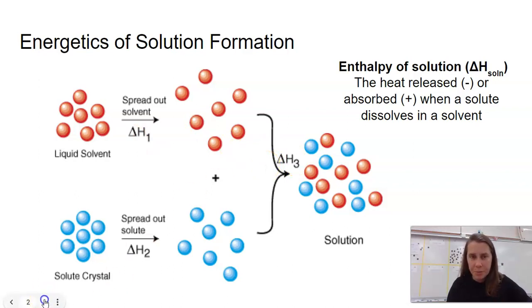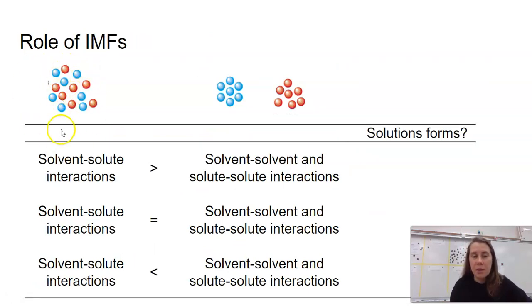In terms of the solute-solvent interactions, so how much energy we get back when we form new interactions, if that is bigger than the solvent-solvent and solute-solute interactions, so if the interactions we get here are stronger than the ones we had to break over here, then we will form a solution. If they are equal, if our solute is a solid, then again, we will get solution formation.